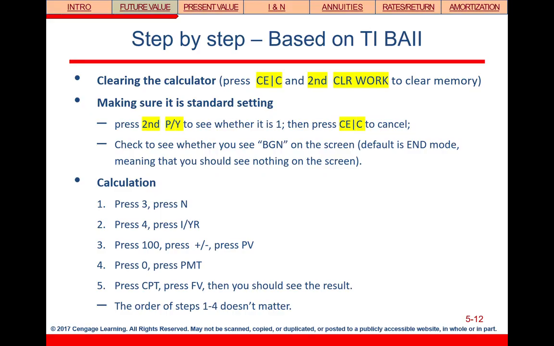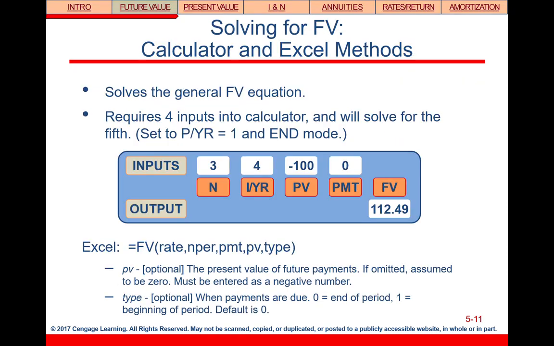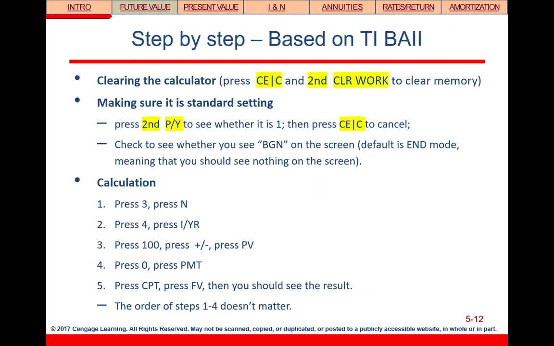So what should we do? Always remember, press the number first and then press the button. For this question, n equals 3, so what should you do? Press 3 first and then press n. Now on your screen you should be able to see n equal to 3, right? And then after that, press 4 and then press I/Y. On your screen you should be able to see I/Y equal to 4.